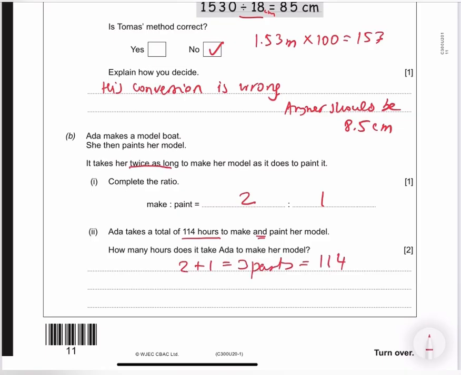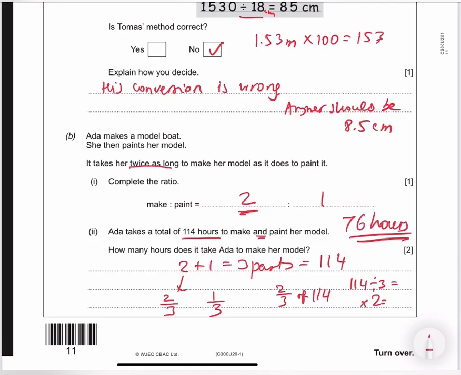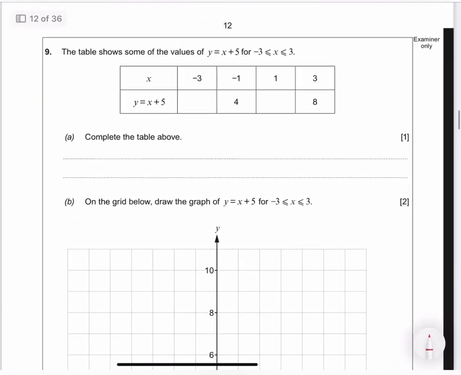So 2 to 1, so we're going to add the parts. 2 plus 1 is 3 parts. We can change this 2 and 1 into the ratio 2/3 and 1/3. We need to find the number of hours it takes Ada to make the model. In other words, we're finding 2/3 of 114. That means 114 divided by 3, and then multiply the answer by 2. Okay, that will give you 76 hours to make a model.